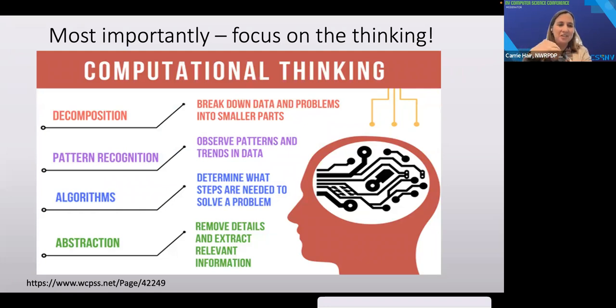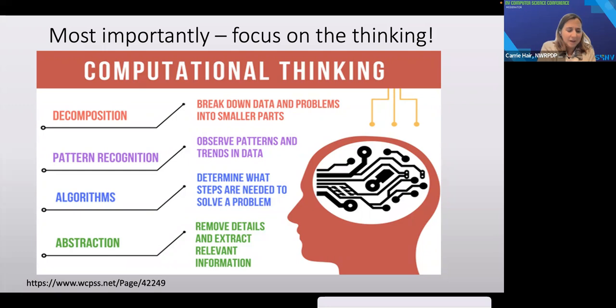Again, this computational thinking: decomposition, pattern recognition, algorithms, abstractions. It gives you a short definition for each of those. This is what the students need when they leave our classes. They may not be computer scientists or go into that field, but all of these ideas they're getting from computer science are so important just for their everyday life or any career.